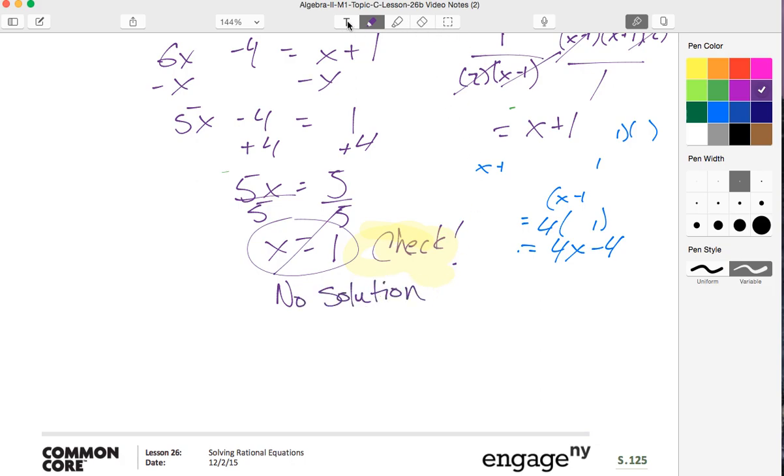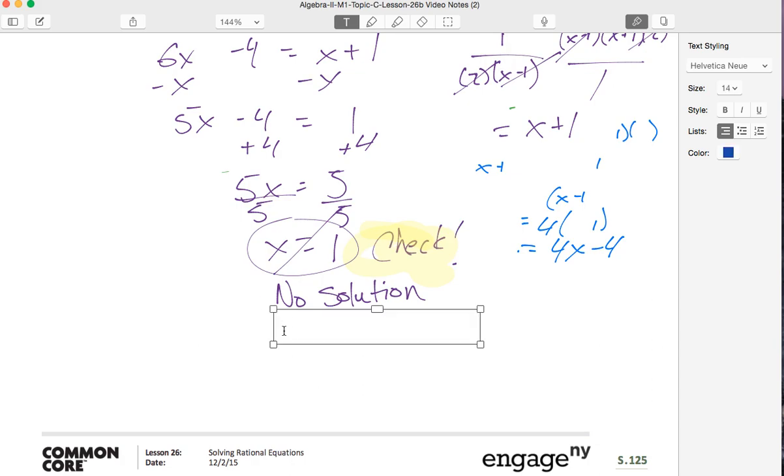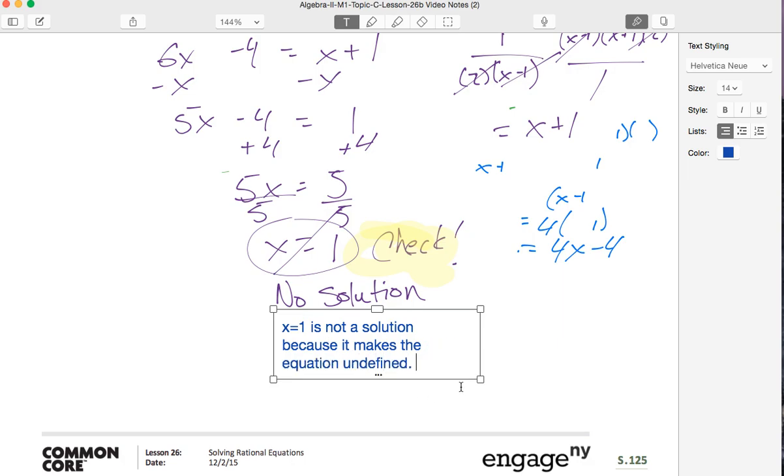In addition, what you could write is x equals 1 is not a solution because it makes the equation undefined. Look at all of our lovely vocabulary words we're using. Okay, then you can also put x equals 1 is an extraneous solution. That's how you use extraneous solution in a sentence.